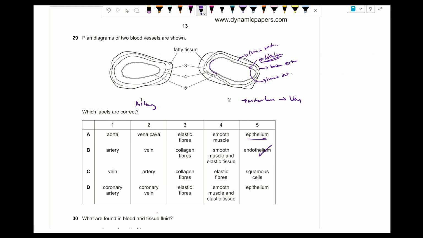Why? Because epithelium is actually incorrect. This is found in plants. Therefore, this is totally incorrect. And squamous cells are found in the alveoli. Squamous epithelium. Therefore, this is totally incorrect. And epithelium, as we said, is found in plants. Therefore, the correct answer must be B.